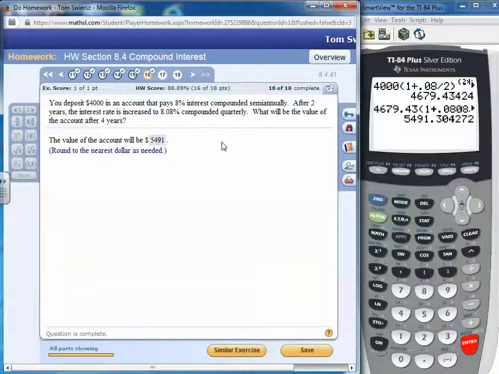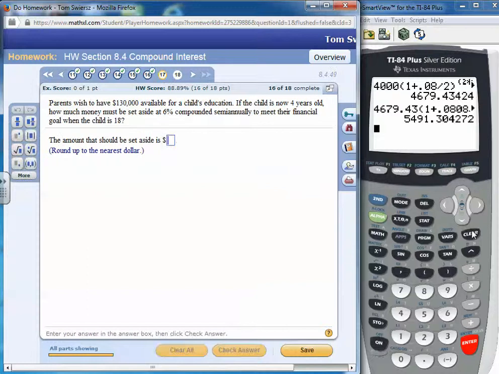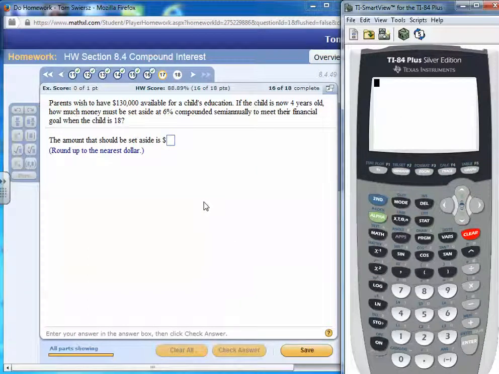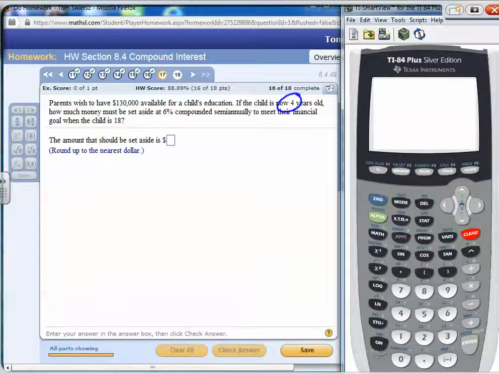So we had to split up the problem into 2 parts. Next: parents wish to have $130,000 available for a child's education. The child is now 4 years old. How much must be set aside at 6% compounded semi-annually to meet their financial goal when the child is 18? How much money must be set aside today?